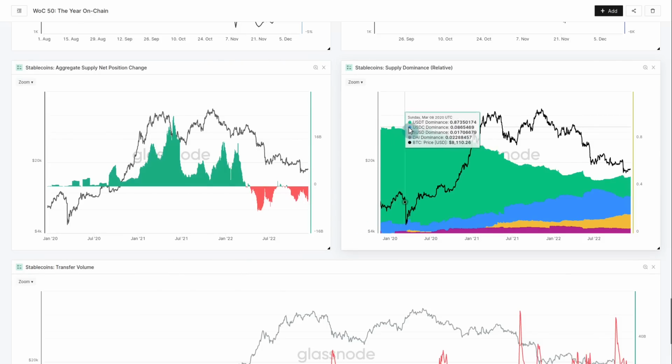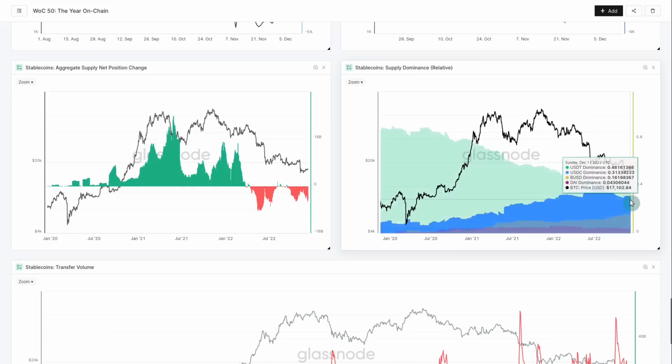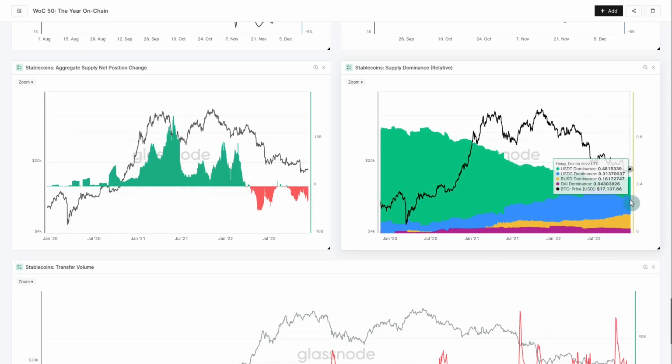You can see Tether dominance. This is looking at the dominance of the top four. From about 85, 86%, Tether has been in slow decline. But since around July, Tether's actually stabilized between about 45 to 50% dominance. Interestingly, USDC came up and peaked at 38%, but has since declined closer to around 31%. So USDC is actually losing market share.